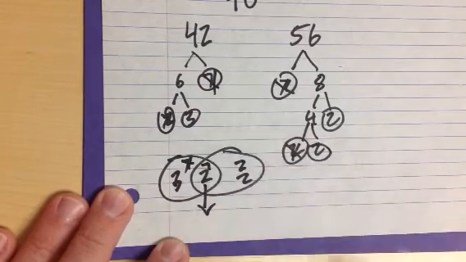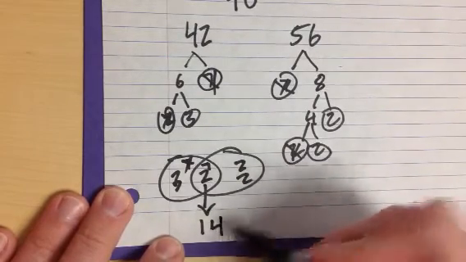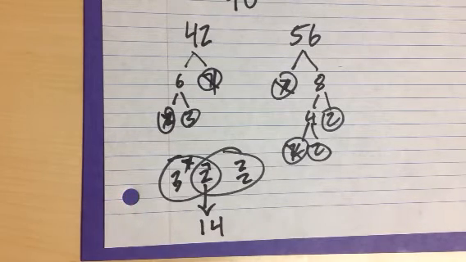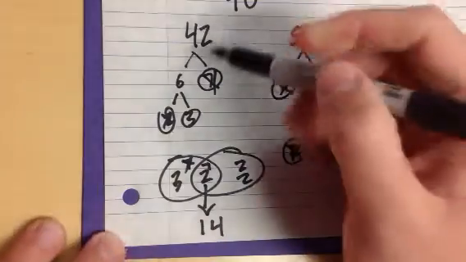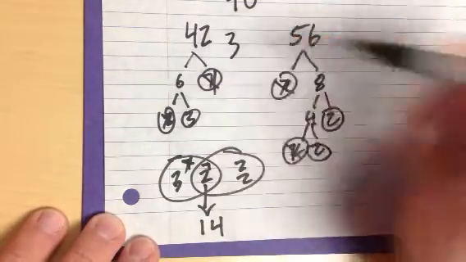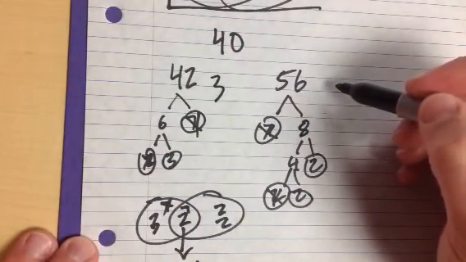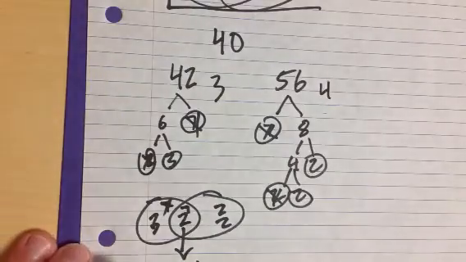So we multiply everything that's in the middle. 7 times 2 is 14. So she could distribute that candy equally to 14 friends. And in that case, 42 divided by 14, they'd each get 3 of the Tootsie Rolls, and 56 divided by 14, they'd each get 4 Starbursts.